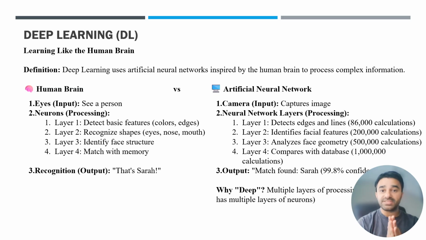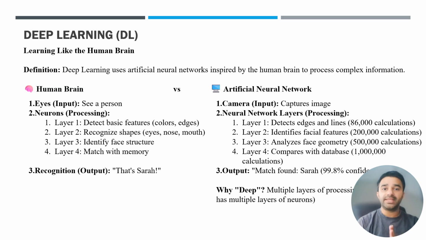Deep learning is a special branch of machine learning that uses artificial neural networks, basically computer systems inspired by how our human brain works. It's called deep because these networks have many layers stacked on top of each other, just like our human brain has multiple layers of neurons working together. Deep learning uses multiple layers to learn, understand, and make decisions.